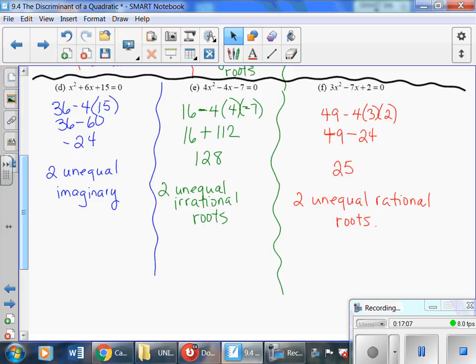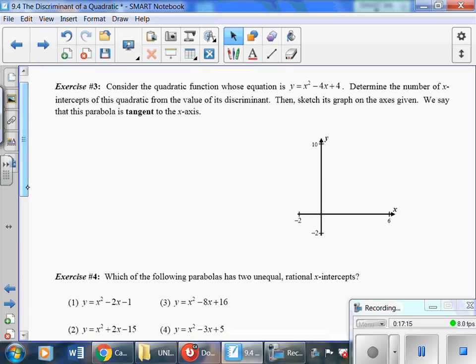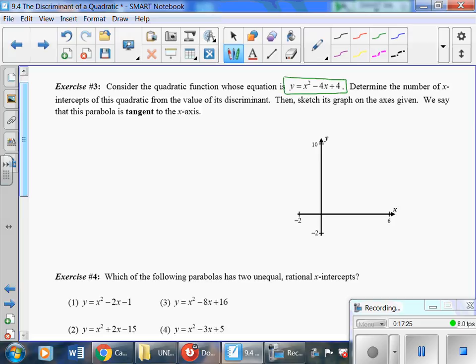Okay, let's move on to exercise 3. When you're ready, of course. So now this is what I was talking about. I don't want to make a big deal about this. We're going to kind of blow through it. But consider the quadratic function whose equation is y equals x squared minus 4x plus 4. Determine the number of x-intercepts of this quadratic from the value of its discriminant. Then sketch its graph on the axis below.